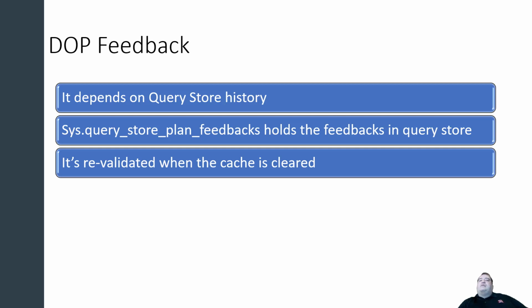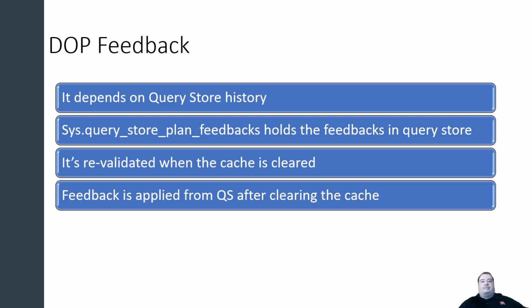These feedbacks are persisted inside this DMV. It's revalidated when the cache is cleared. Why is the feedback persisted? So if the cache is cleared, the feedback is still there. But SQL Server will not trust it blindly. After the cache is cleared, the query arrives again, needing to be recompiled. The feedback is there, so what will SQL Server do? It will revalidate the feedback, checking if that feedback is still valid to continue stabilizing the query. So after clearing the cache, the feedback is applied from Query Store.